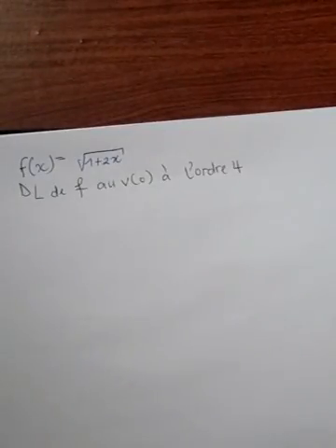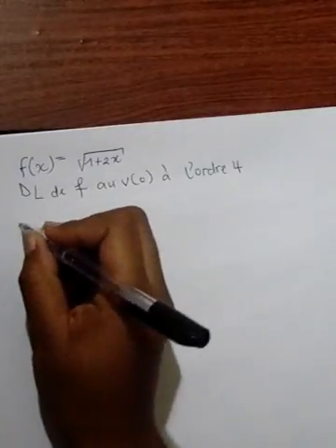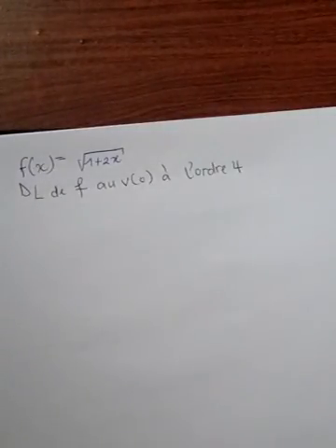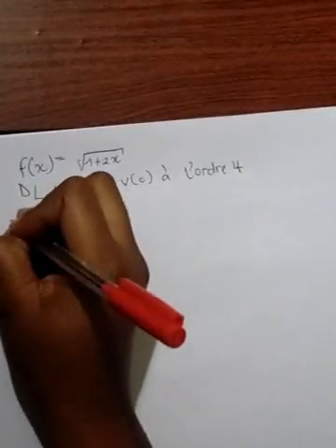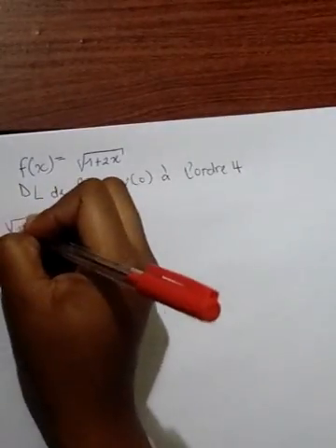But then the good news is that we have a basic DL, which we call the DL of the square root of 1 plus y, and the DL of square root of 1 plus y is a basic DL. So I'll write that down with red, so you can also join me here, so you can put it in your record book.